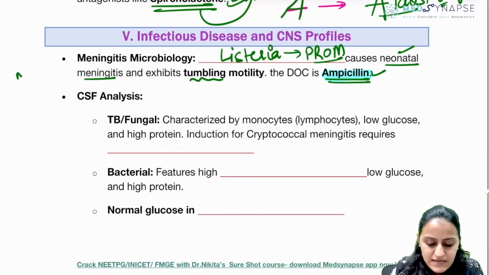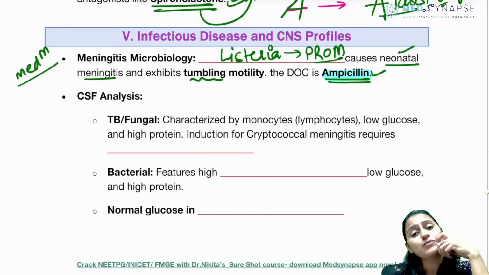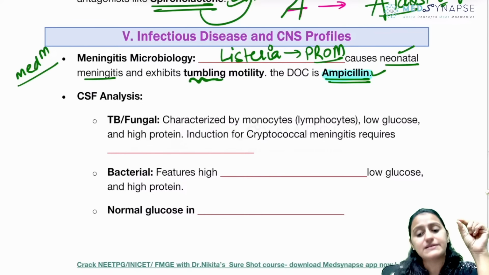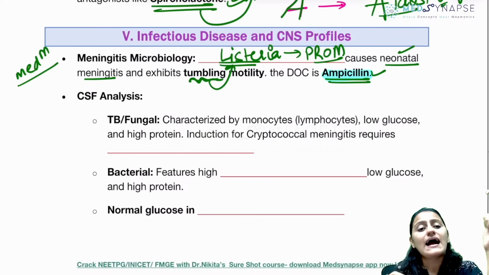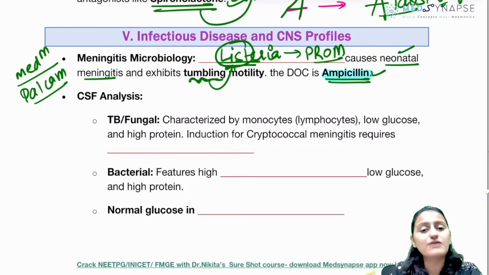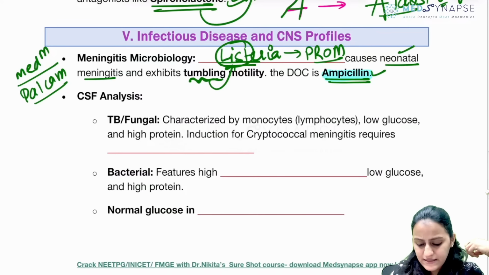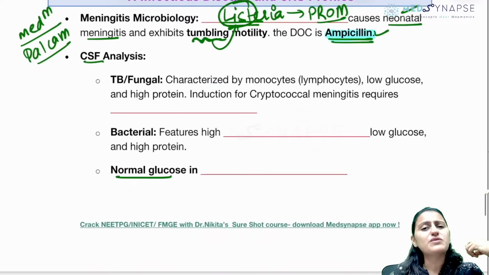What culture medium do you use for Listeria? From our SureShot microbiology session, what is the mnemonic for that Listeria? Remember, when everything is tumbling down, you make a list. So Listeria, tumbling motility. And when you have pulcum, meaning less time, you make a to-do list. So remember, pulcum jab hai, list banao, so it is pulcum media. Okay, pulcum media.